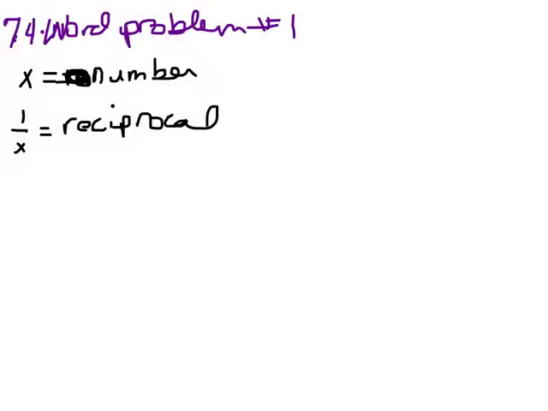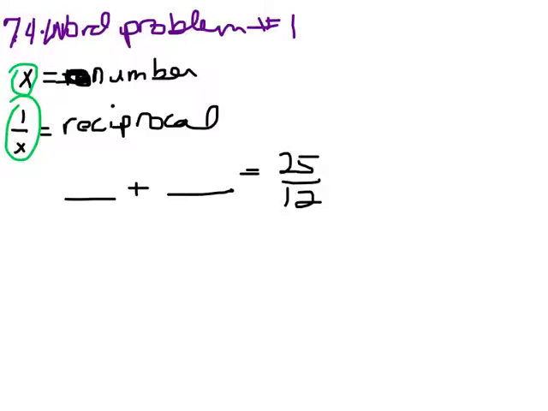So it says sum. That means I'm going to add two things. And when I add them, I'm supposed to get 25 over 12. So if I add these two things, this x and this 1 over x, the number and its reciprocal.